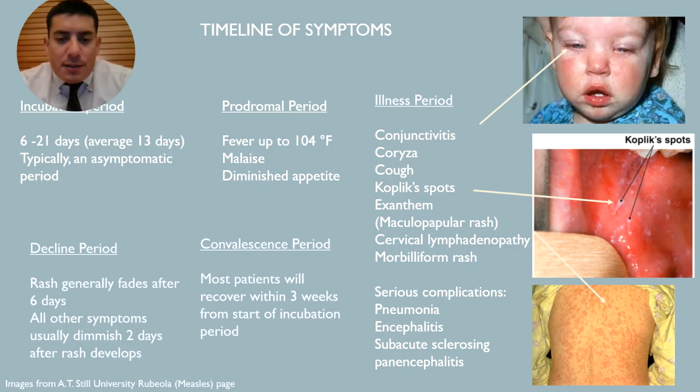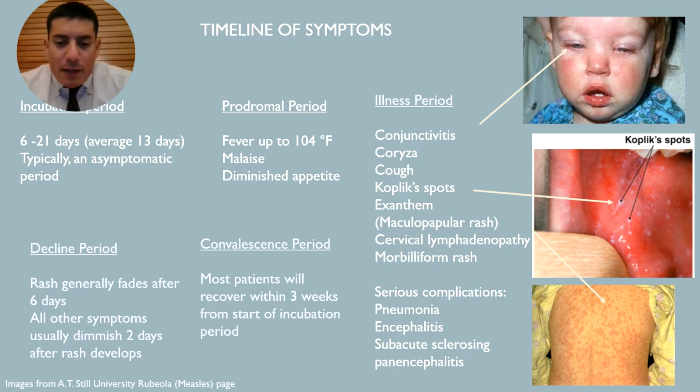The timeline of symptoms is as follows. There's a wide range for incubation that can range from 6 to 21 days, typically an asymptomatic period. During the prodromal phase, you'll see a high fever, malaise, and diminished appetite. The illness phase, the acute phase, is where you really start to see the signature measles symptoms, to include the Koplik spots and the maculopapular rash.